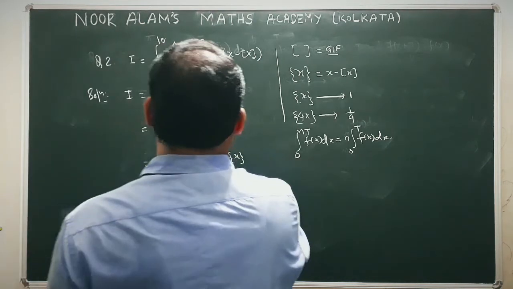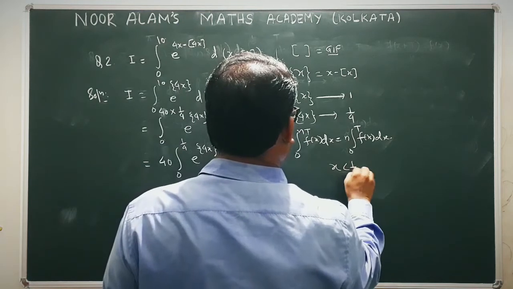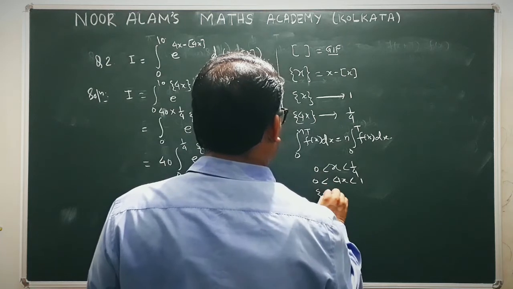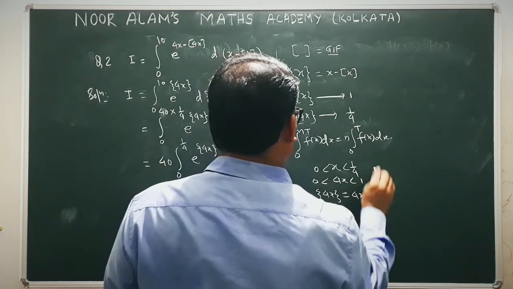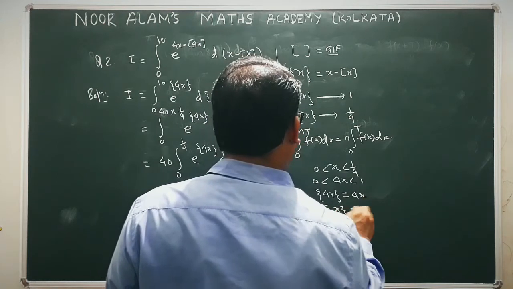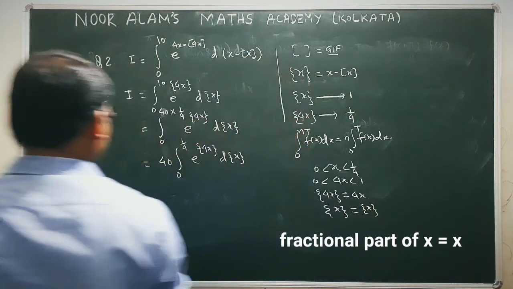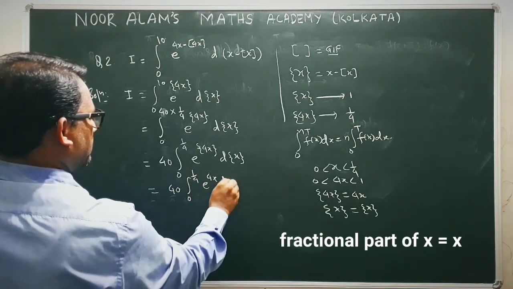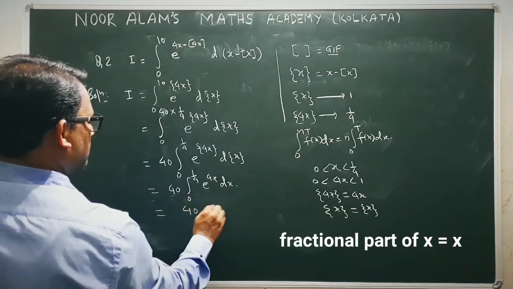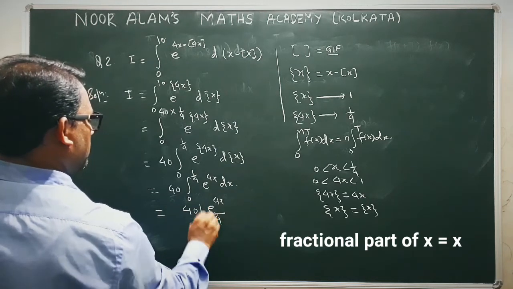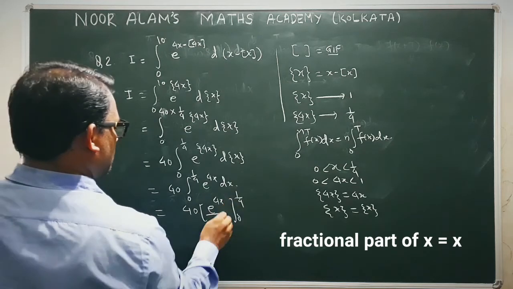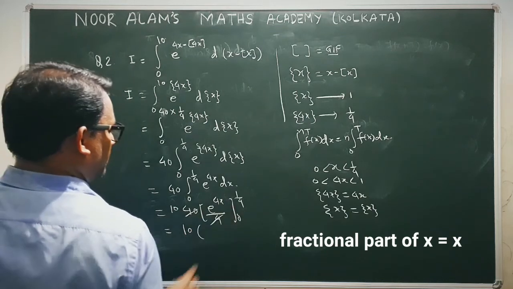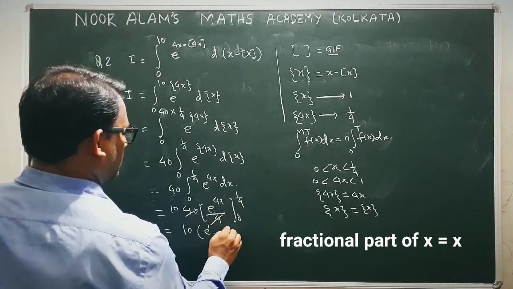Now x lies between 0 to 1 by 4, so 4 times x lies between 0 to 1. In this range, fractional part of 4x will be 4x, and fractional part of x is only x. As a result, we get 40, 0 to 1 by 4, e power 4x, and then dx. Now 40 e power 4x by 4, with limit 0 to 1 by 4. This 40 and 4 cancel out, we get 10. Now when we put 1 by 4, the 4 cancels out, it will be e power 1, then e power 0 is 1.